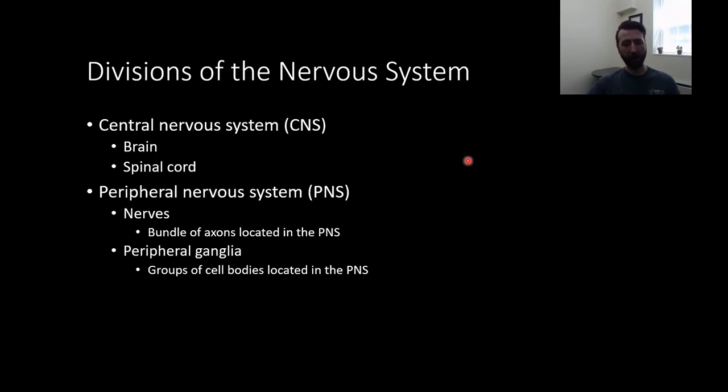So I believe I mentioned earlier on that we refer to groups of cell bodies in the central nervous system as nuclei. So a nucleus is a cluster of cell bodies in the brain or spinal cord, whereas a ganglia or ganglion are groups of cell bodies located in the peripheral nervous system. Just a little nomenclature difference.